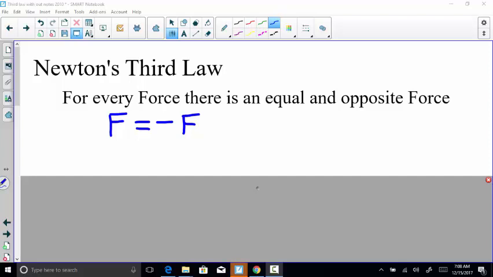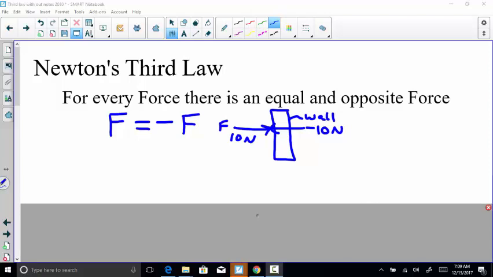And essentially what that means is if you have a wall, so this is my wall, and I push on that wall with a force of 10 newtons, that wall is exerting a force back on you of minus 10 newtons. So basically it says if something pushes on you, something pushes back on you with the exact same force.